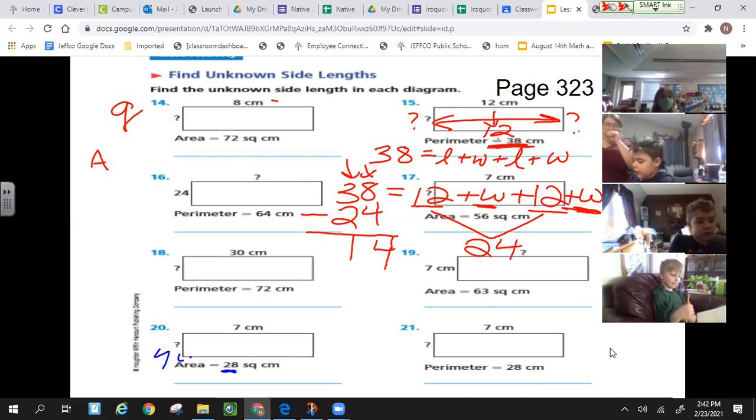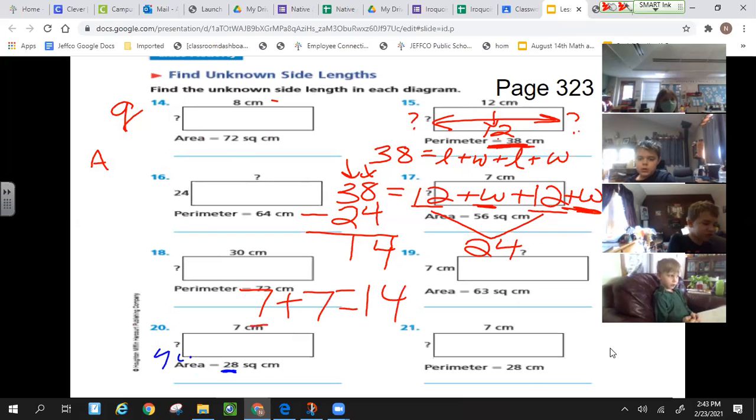You're right. I'm not sure you did that in your head. I'm going to take over for you. If I know 7 plus 7 equals 14, it's a double fact, then this would work. Or I could have, what?